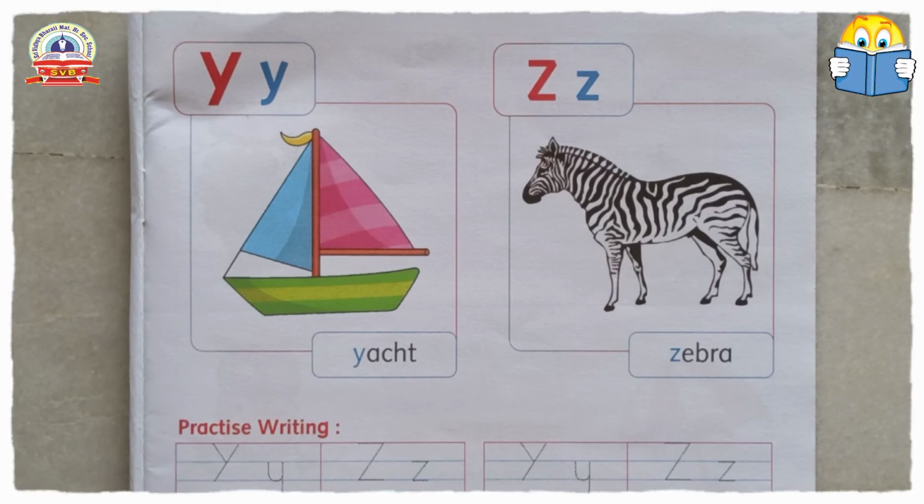Children, today we have completed the alphabets from M to Z. You have to practice these pages 5 times in the book.